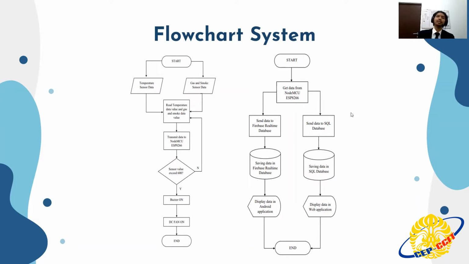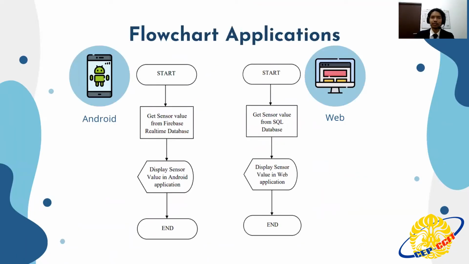Okay, and this is the flowchart application for the Android and web. So basically, the Android gets the sensor value from the Firebase real-time database. After that, it will display the sensor value in the Android application. The web gets the sensor value from the SQL database. After that, it displays the sensor value in the web application.